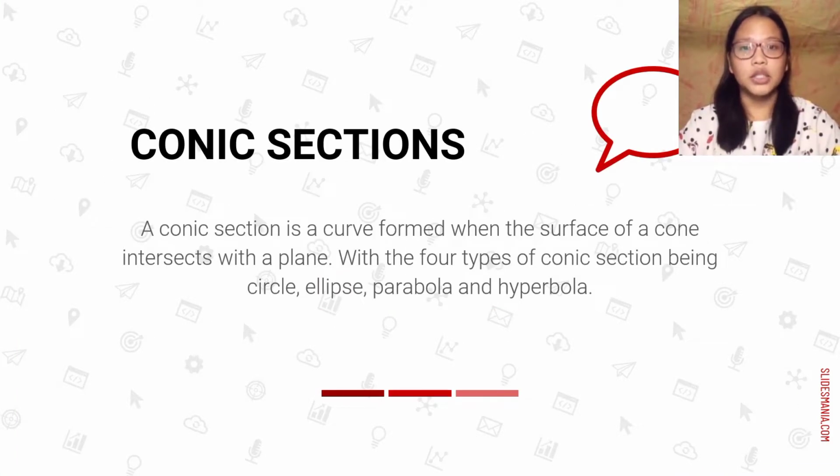A conic section. A conic section is a curve formed when the surface of a cone intersects with a plane, with the four types of conic section being the circle, the ellipse, the parabola, and the hyperbola. This is what the conic looks like, taken from Google.